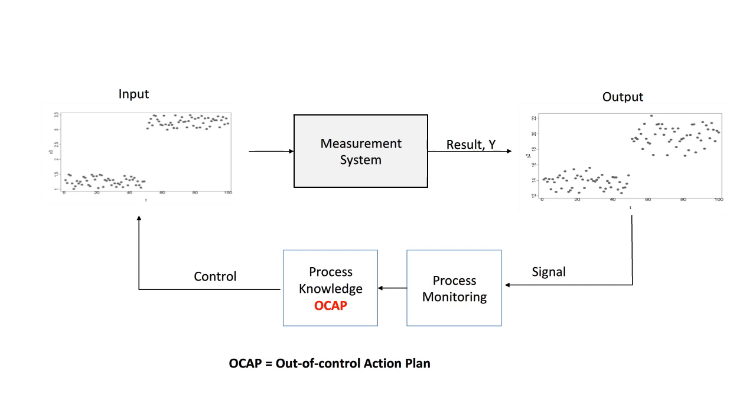QC optimization has two objectives. First, to control the inputs so that failures occur less frequently. And second, when failures do occur, to identify the cause and restore control quickly. This results in much less wasted time.